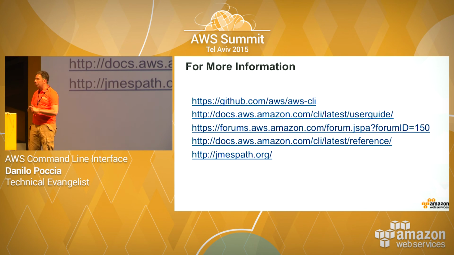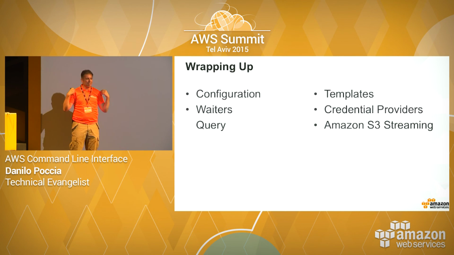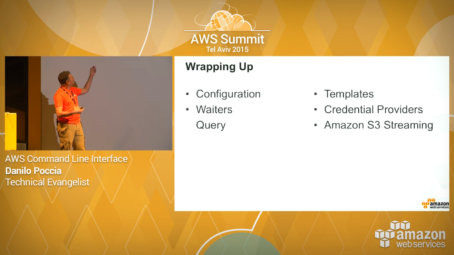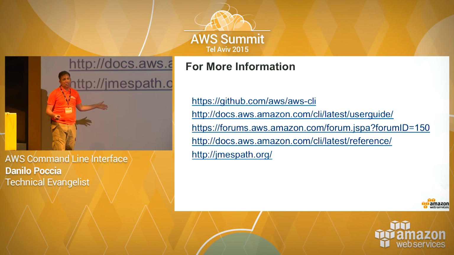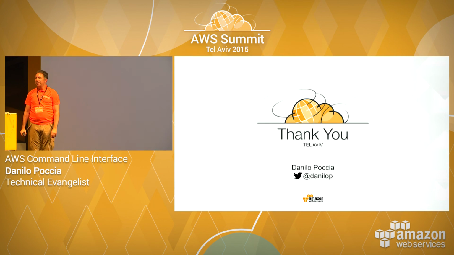For more information, we are here, so you know these very colorful t-shirts are here to help you today, but we also have a lot of information online. The command line interface is open source on GitHub, so you can see the source and maybe improve it if you want. Then there is the user guide and the reference guide. There is a forum online, so when we are not here, you can use the forum and someone will try to help you with your questions. And this is the specification, the last one, for JMESPath. So thank you for your attendance.